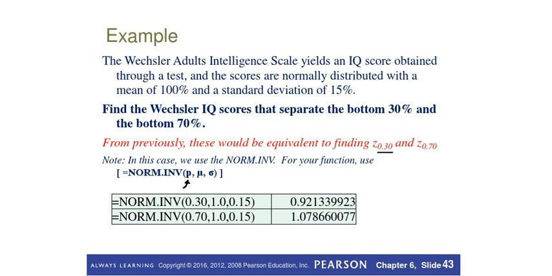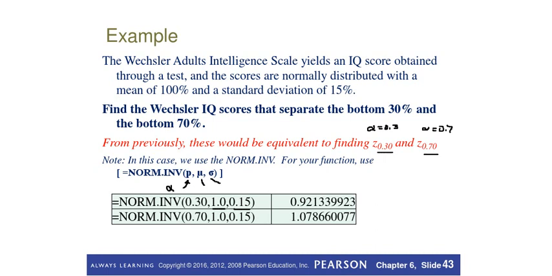So z alpha 0.3, right? Alpha is 0.3 right here. And in this case, alpha for the 0.70 is 0.7. So we put in our alpha score right here. We put in our mean and our standard deviation from our population, and we put those in here, right? So our mean was 100. I put that as 1.0, and our standard deviation of 0.15. So that gave me 0.9213.